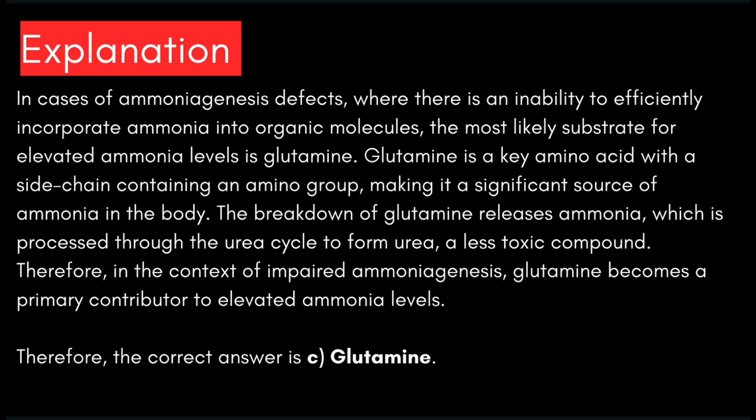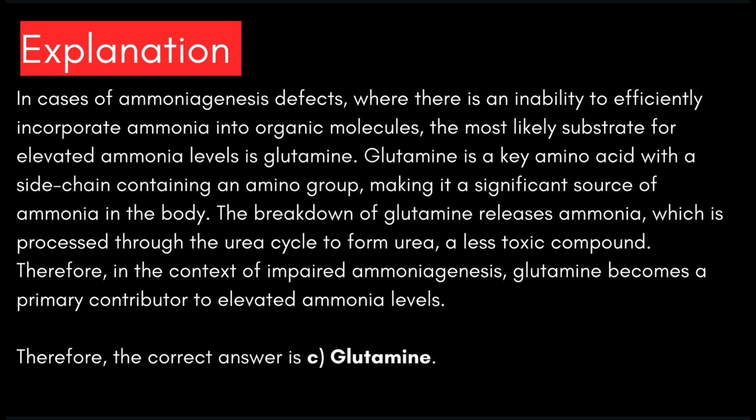In cases of ammonia genesis defects where there is an inability to efficiently incorporate ammonia into organic molecules, the most likely substrate for elevated ammonia levels is glutamine. Glutamine is a key amino acid with a side chain containing an amino group, making it a significant source of ammonia in the body. The breakdown of glutamine releases ammonia, which is processed through the urea cycle to form urea, a less toxic compound.